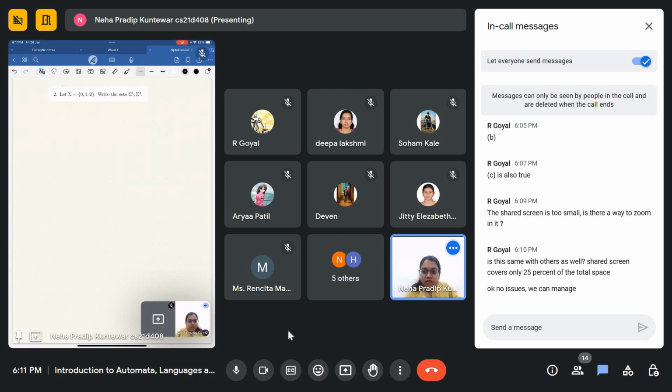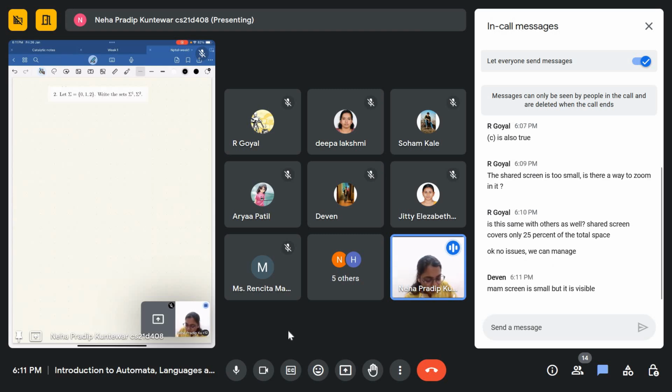So, moving on to the second question. You've been given an alphabet, which is 0, 1, 2, and you have to write down what is the power of the alphabet sigma 1 and sigma 2.